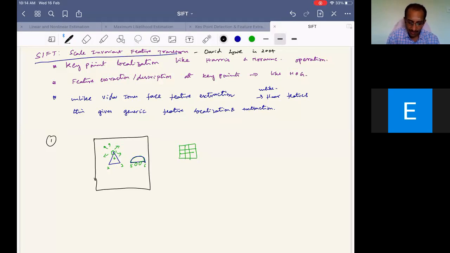Say if we convolve this image with a Gaussian mask or Gaussian filter. Assume that this is a one-dimensional Gaussian, whichever I have plotted here. I hope you all know the expression for Gaussian. So this is a one-dimensional Gaussian.